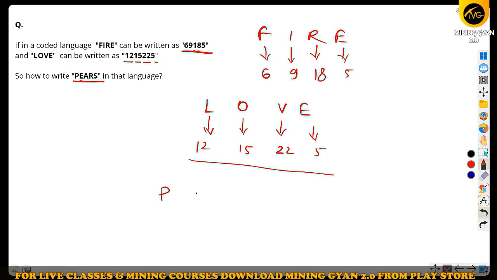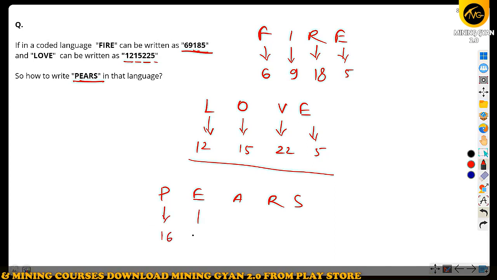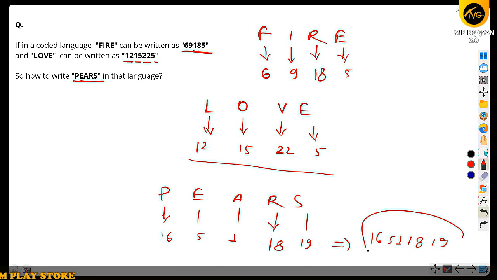Similarly, you can do it for PEARS. The base number for P will be 16, E is 5, A will be 1, R will be 18 and S will be 19. So the answer will be 165111819, which is the decoded language for PEARS.